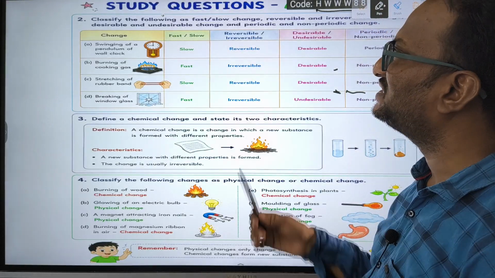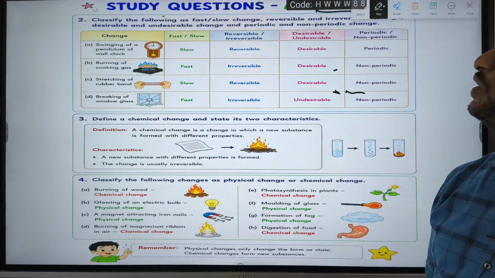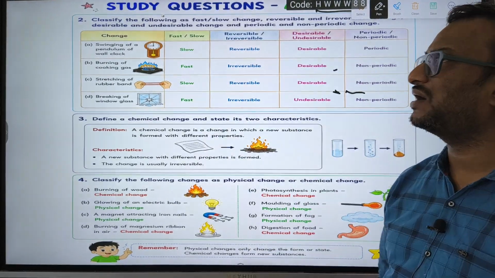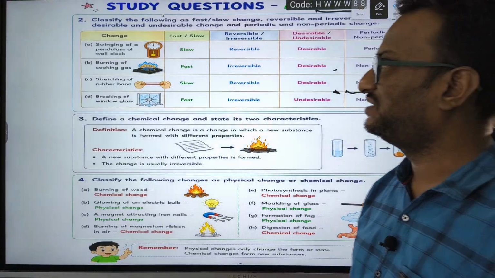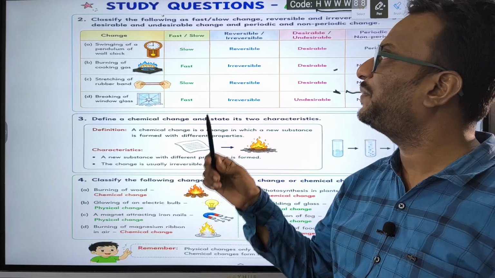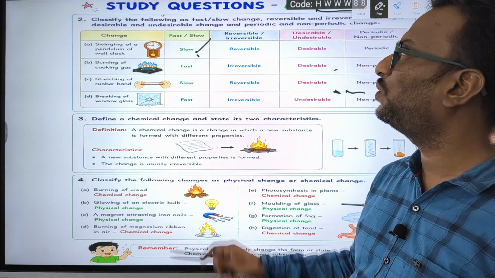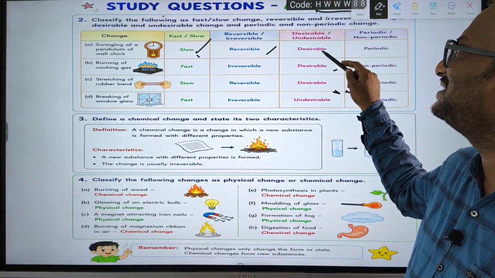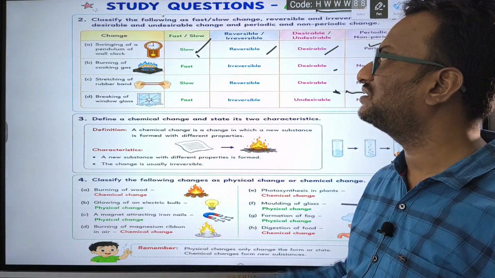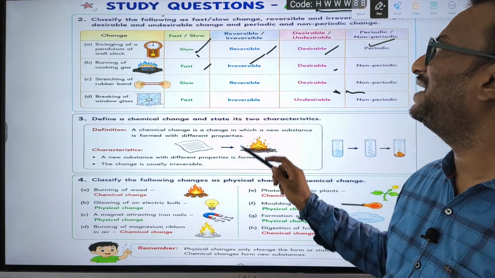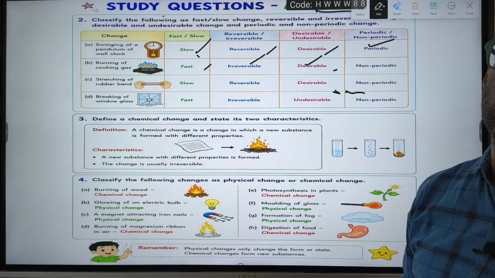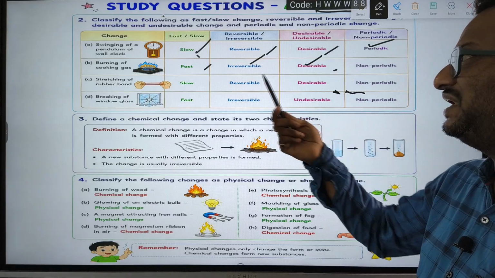Next one, classify the following as fast or slow change, reversible or irreversible, desirable or undesirable, periodic or non-periodic change. Swinging of a pendulum in a wall clock. The wall clock pendulum swings slowly, which is a reversible, desirable and periodic change. Burning of cooking gas is fast, irreversible, and it is desirable because we need burning for cooking, right? We need fire.